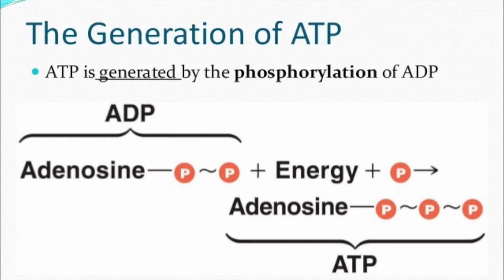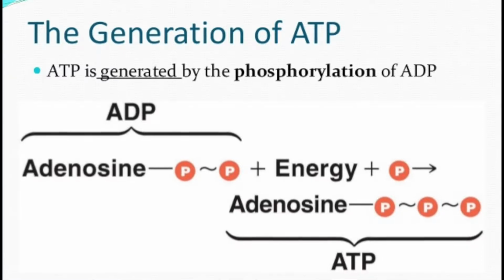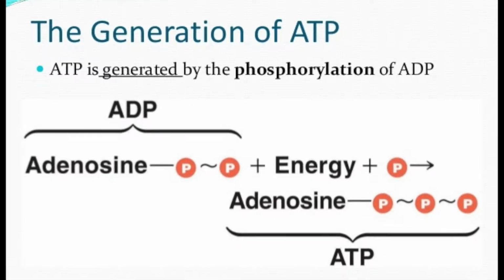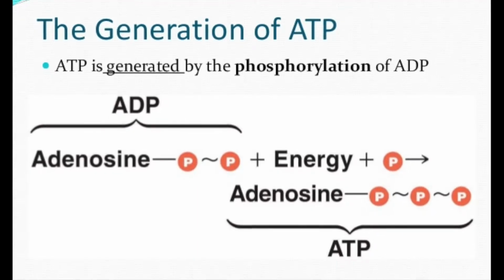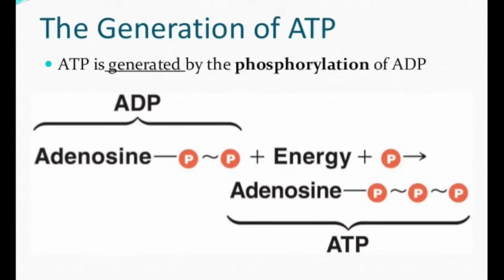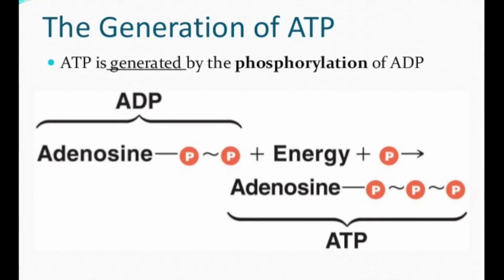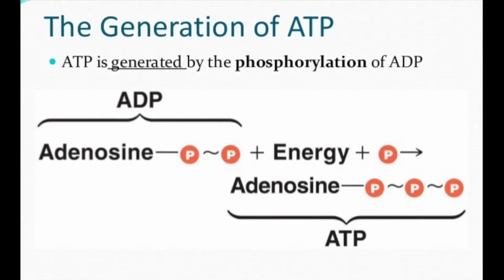This slide shows the generation of ATP. ATP is generated by the phosphorylation of ADP. As you see, ADP gains energy and therefore creates ATP. I will discuss more about the process as well as ATP and the other molecules.